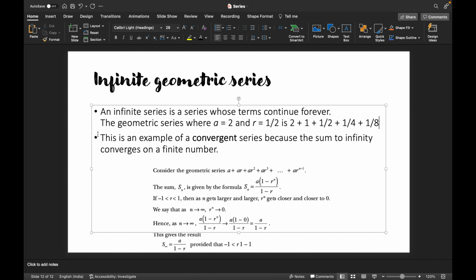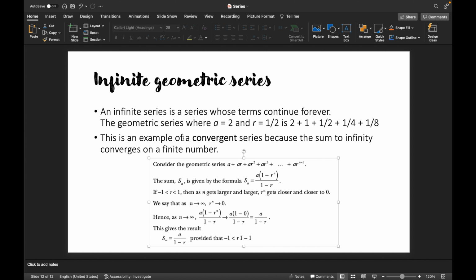Now we're going to talk about how to find the sum to infinity. This is an example of a convergent series, like I told you, because the sum to infinity converges to a finite number. If we consider the geometric series a plus ar plus ar squared plus ar cubed and so on, and we want to find the sum, we use the normal formula that we talked about here. And if r is between -1 and 1, like I told you, then as n gets larger and larger, r to the power of n gets closer and closer to 0.